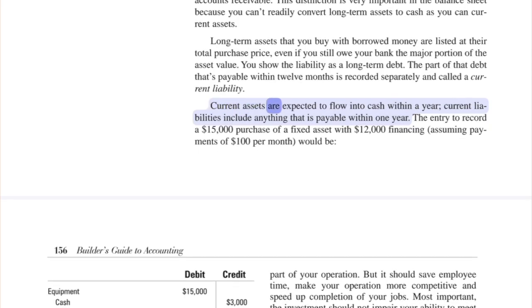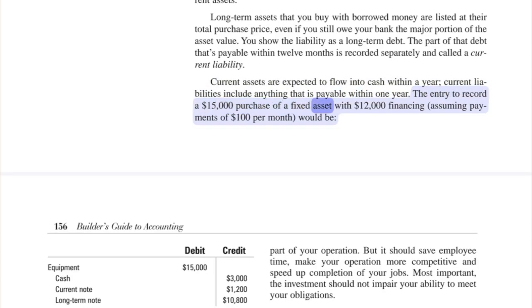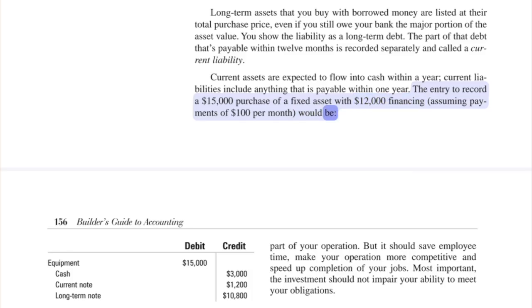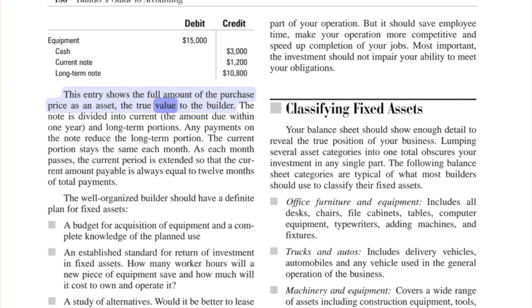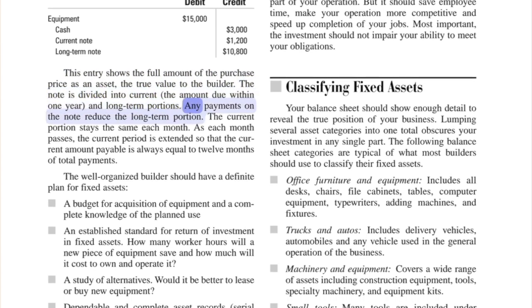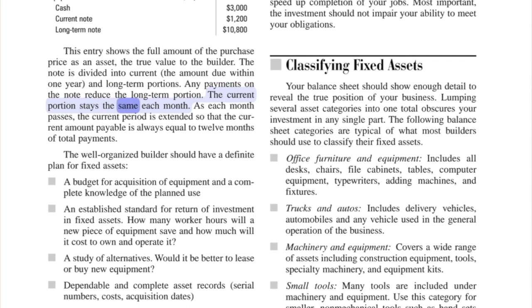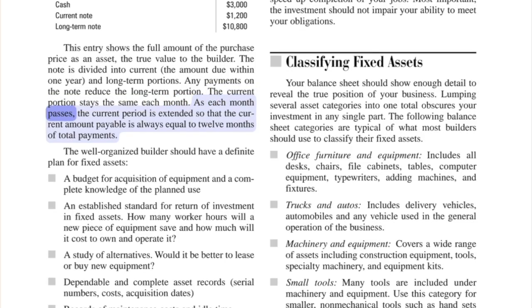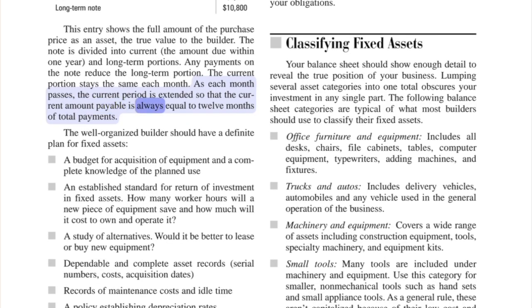Current assets are expected to flow into cash within a year. Current liabilities include anything that is payable within 1 year. The entry to record a $15,000 purchase of a fixed asset with $12,000 financing would be as follows. This entry shows the full amount of the purchase price as an asset, the true value to the builder. The note is divided into current and long-term portions. Any payments on the note reduce the long-term portion. The current portion stays the same each month. As each month passes, the current period is extended so that the current amount payable is always equal to 12 months of total payments.